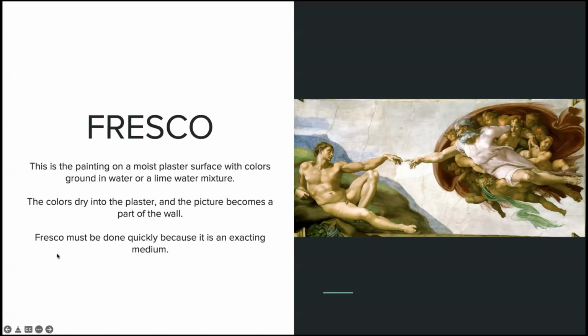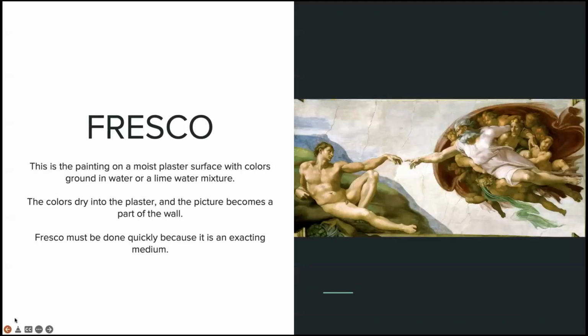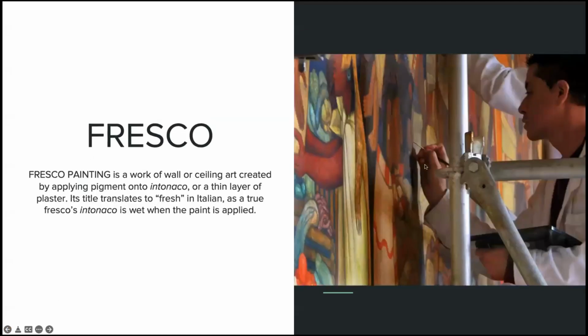So the fresco painting is a work of wall or ceiling art created by applying pigment onto intonaco, or a thin layer of plaster. Its title translates to fresh, that's why fresco in Italian, as a true fresco's intonaco is wet when the paint is applied. So this one is an example of an art using fresco as a medium, and this one is another example of visual art where fresco is used as a medium.